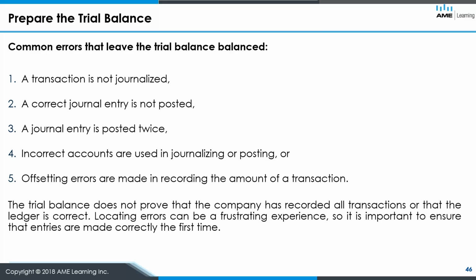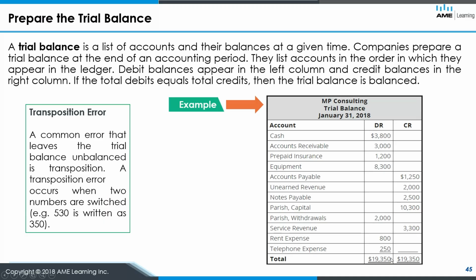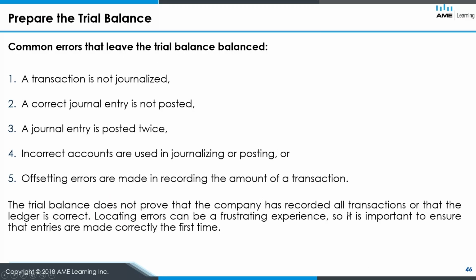You could still have debits and credits balance, but the incorrect accounts could be used. And then this says offsetting errors. So if you had two errors, but they offset, say you have a debit that's wrong by $100 and then a credit amount that's off by $100, those could zero out in essence and still show you balancing, but you would actually have errors in the record.